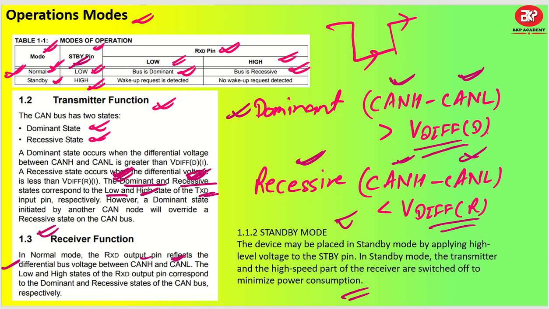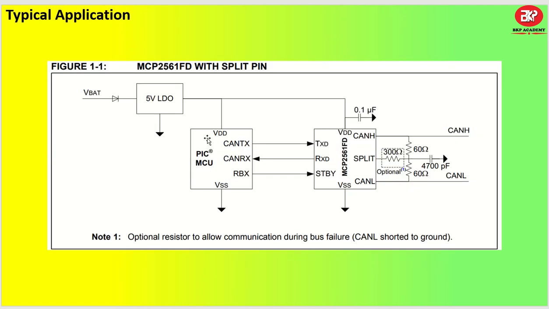Now let us talk about some of the typical applications that are given directly in the datasheet. As you can see, we have battery voltage. So you can give any voltage here, like your supply voltage. That is basically your VDD voltage or VCC voltage. That is 5 volt with one bypass capacitor of 0.1 microfarad. So this is your VDD supply. All right.